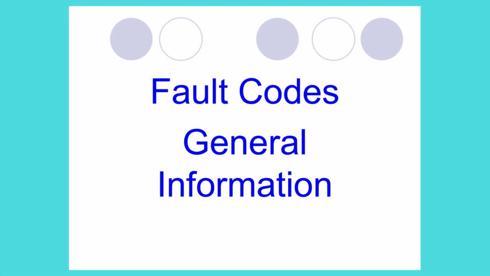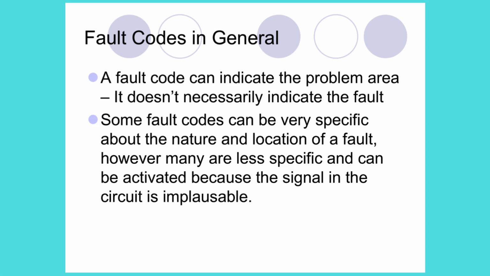Fault codes in general. A fault code can indicate the problem area. It doesn't necessarily indicate the fault. Some fault codes can be very specific about the nature and location of a fault. However, many are less specific and can be activated because the signal in the circuit is implausible.